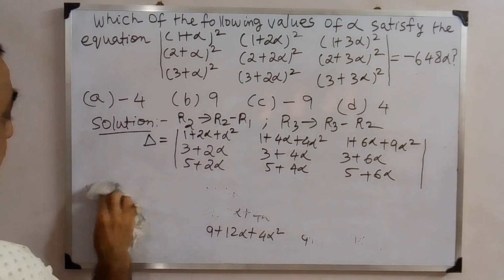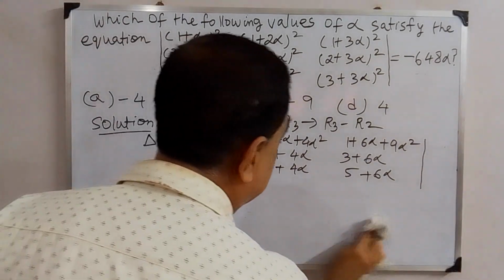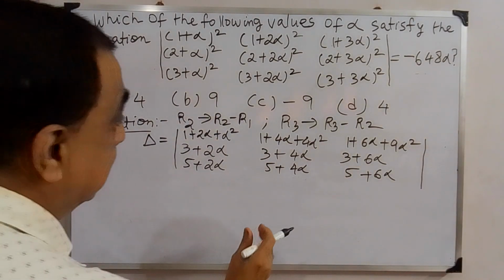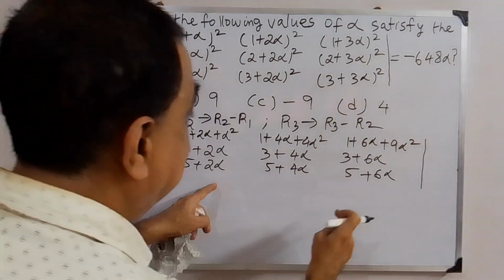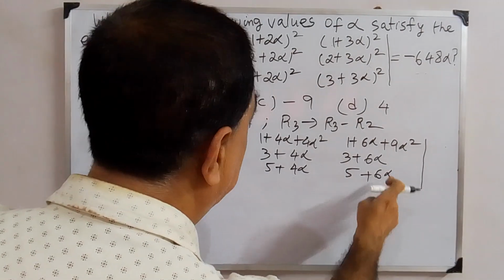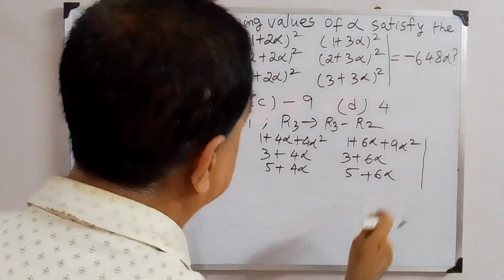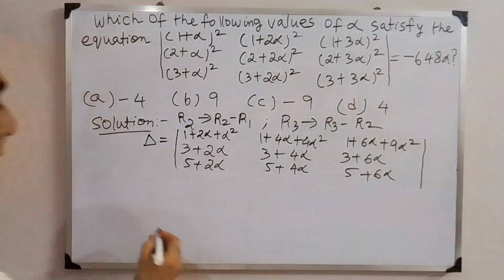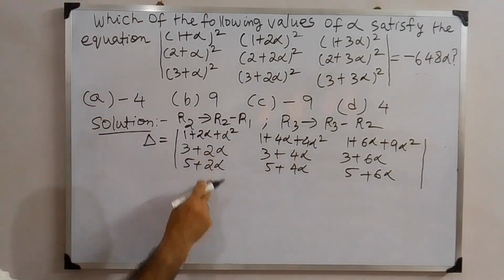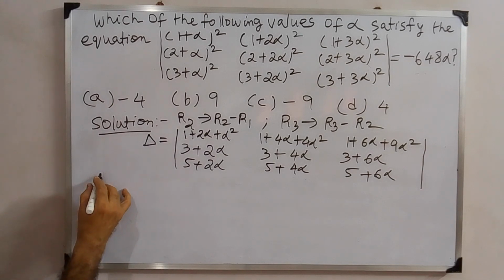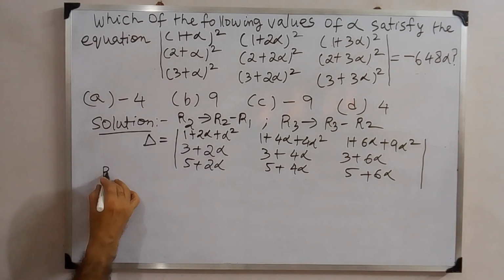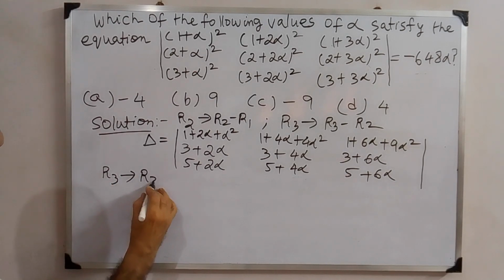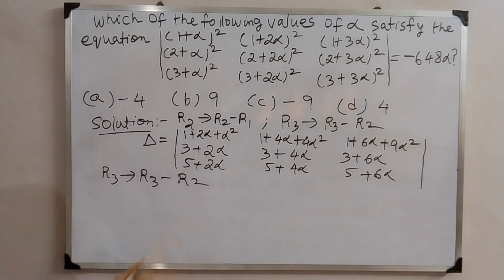Now what will we do next? Now subtract row 2 from row 3. Then 4 alpha and 6 alpha will cut out from these two, and here also 2 alpha will cut out. So now we are doing the next operation: row 3 is equal to row 3 minus row 2.